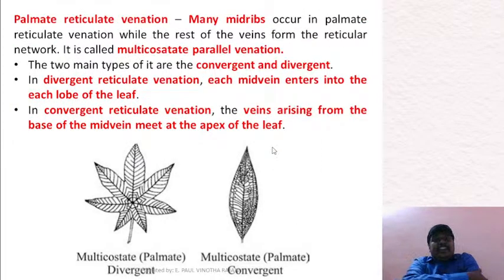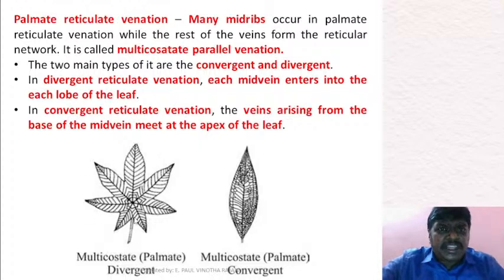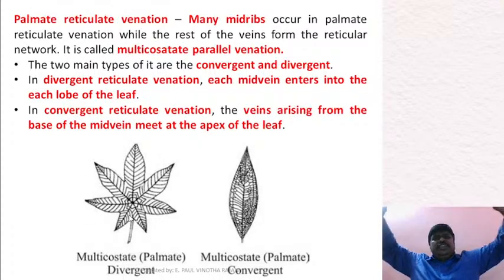And palmate reticulate venation. In the palmate reticulate venation, many midribs will be there. You can see that these are the branches of the midribs. 1, 2, 3, 4, 5, 6, 7. You can see that many midribs are there.